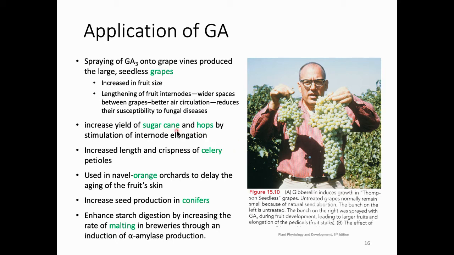Increase in the yield of sugarcane. You can see that the internodes of sugarcane will be elongated. Hops are used for beer production. And the next one is celery. If you go to the grocery store and you like to eat celery as a snack, you can see that the part that you eat is the petiole of celery.